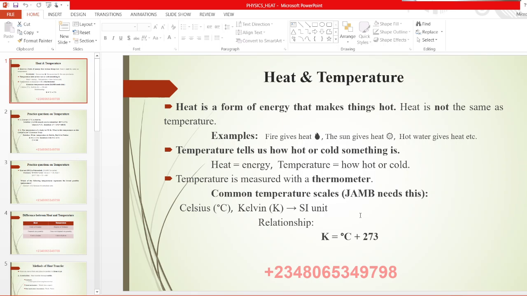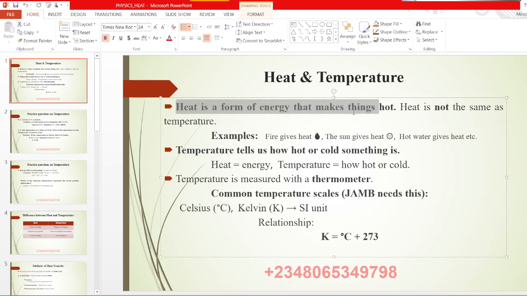In our last lesson, I said we are going to be discussing heat and temperature. So let's attend to it. What is heat? Heat is just a form of energy that makes things hot.